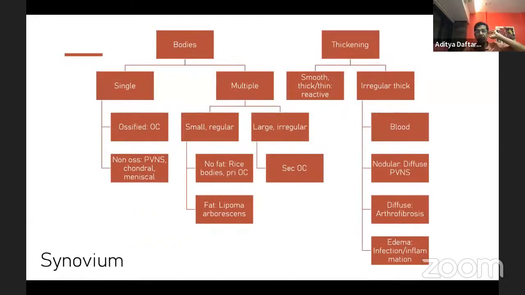So just to overview, think about when you're looking at the synovium, if you're looking at bodies or you're looking at thickening. When you're thinking about bodies, whether they are single or they are multiple. If they are single, are they ossified or non-ossified? And if they are multiple, are they small regular ones or large and irregular? If they are small and regular, is it actually a body or is it fat? And then when we think about the thickening of the synovium, think about if it's smooth or if it's irregular. If it's irregular, if it's nodular, think about the nodular form of PVNS. If it's rather diffuse, heterogeneous, think about arthrofibrosis. And if it's edematous, think about infection and inflammation.